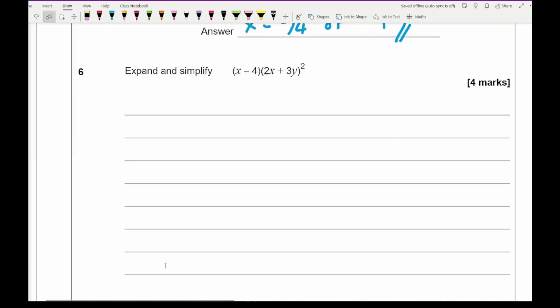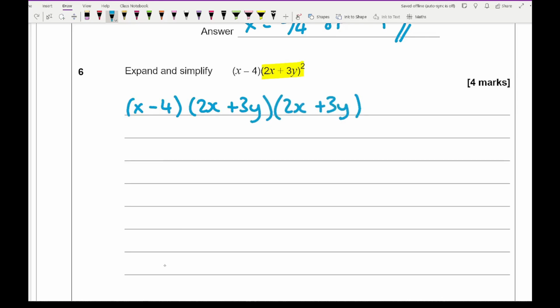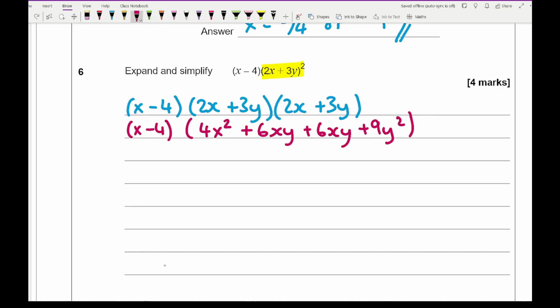Moving on to question 6, it says expand and simplify. So the first thing I'm going to do is expand this bit out first. Now it's really important that you recognise that this is a double bracket. So I've got x minus 4 and then 2x plus 3y and 2x plus 3y. Then if I just leave the x minus 4 to begin with and expand this out, I get 4x squared plus 6xy plus 6xy plus 9y squared. Then simplifying that further, I get x minus 4, 4x squared plus 12xy plus 9y squared.